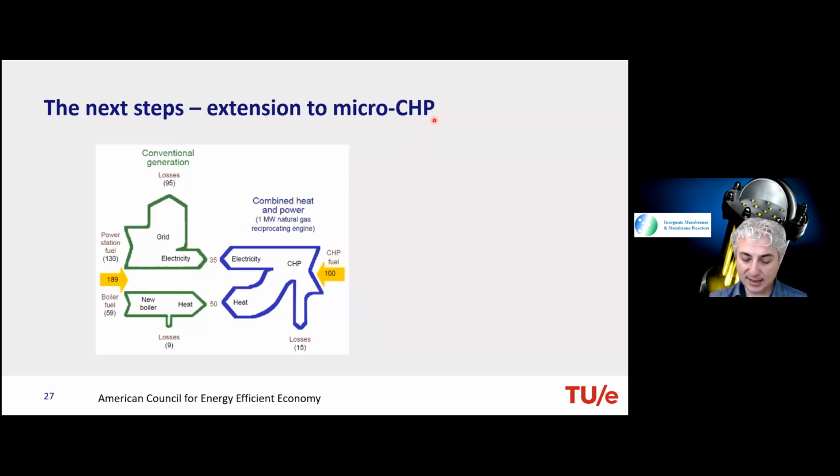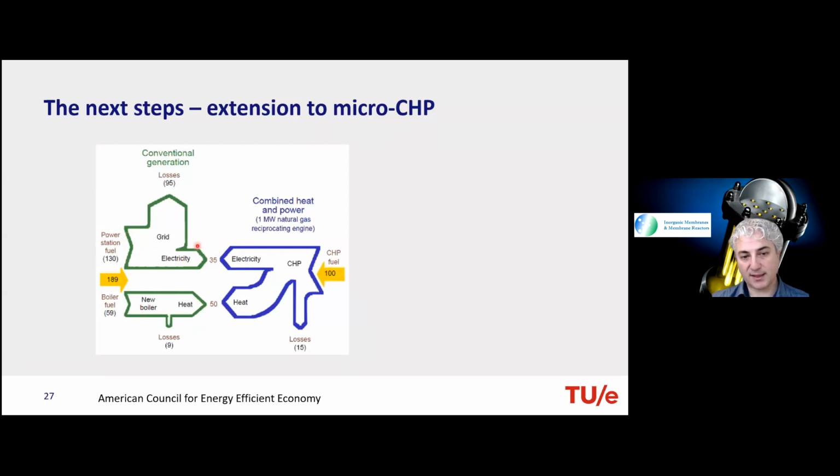And what is the idea behind it? This picture is for the US, but I guess for any country it will be the same. Normally in your house, you have a boiler where you produce hot water or the heat that you need for heating up the house. And then you get the electricity coming from the grid. And the point is that somebody else is producing the electricity and is transporting it to you. So this transportation comes with a lot of losses.